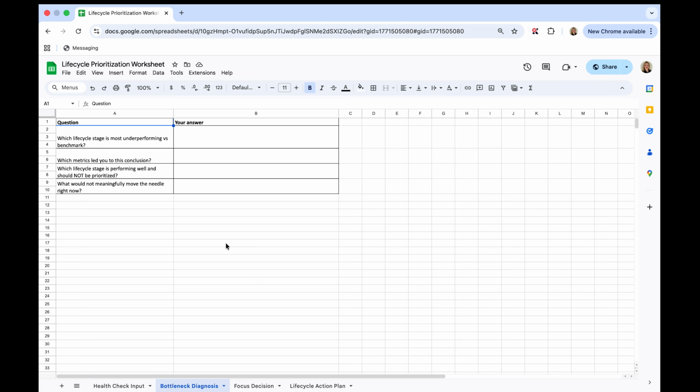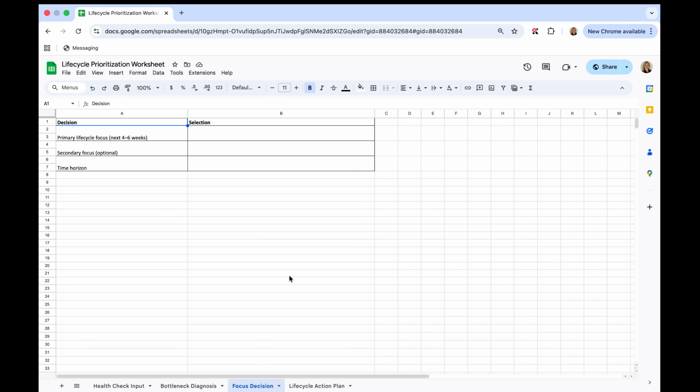Once you've done that, move on to the Focus Decision tab and answer for yourself what should be the primary lifecycle focus for the next 4 to 6 weeks. What is secondary and where you can focus on the midterm, and even in some cases optional? And what is way out that you would like to think about, 6 months to a year down the line?